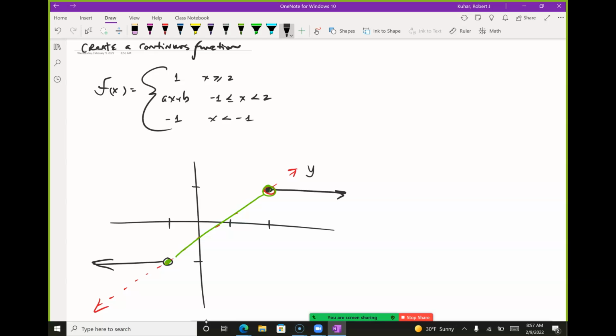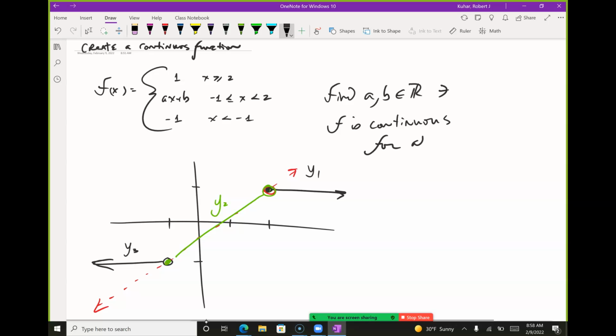So this one is y1, this one is y3, right? And this green one is y2, that middle piece. And so I need to find A and B, so that's what the question will be. Find real numbers A and B such that f is continuous for all x's. And of course, the two x's I'm interested in are 2 and -1, right?